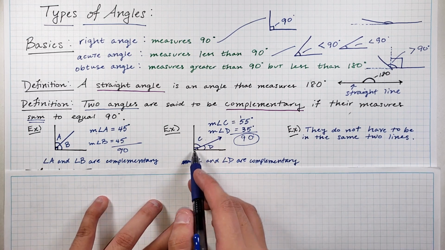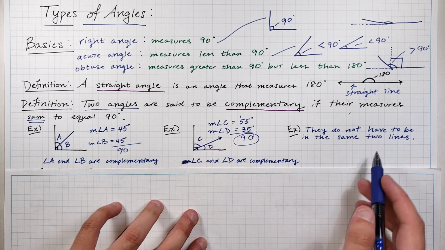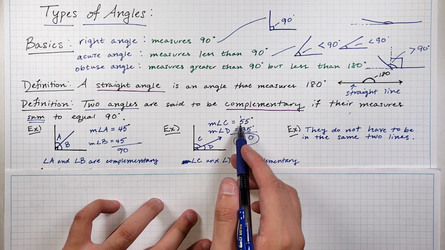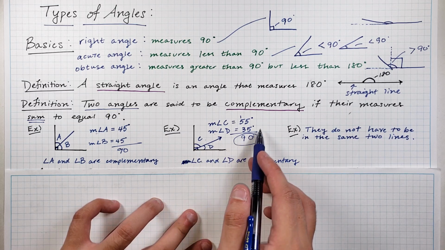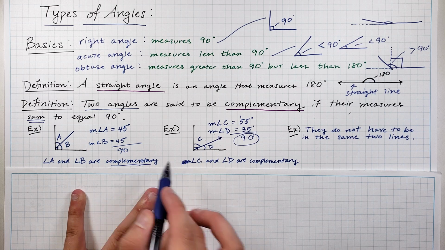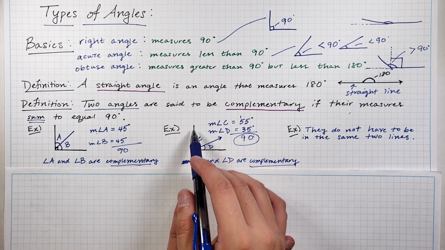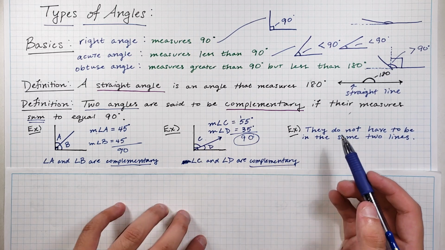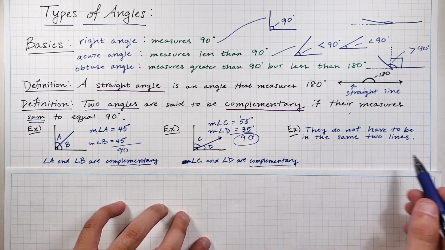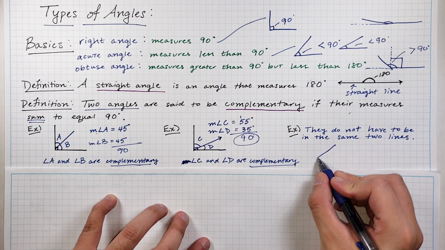Same thing here. I split these up using the same right angle, and we got 55 plus 35 to be 90, and we said they were complementary. Now what this is saying is I didn't have to do that if I didn't want to. It says they don't have to be in the same two lines. That just means I could have done something like this.